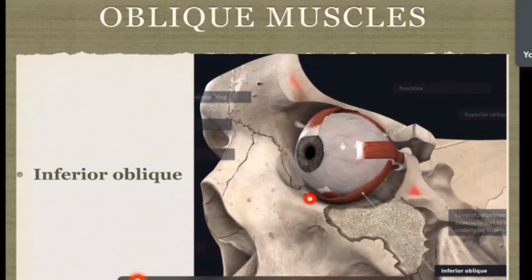Then it is passing backwards and laterally and upwards below the inferior rectus muscle. Then it passes deep to the rectus muscle, and here also it is inserted onto the sclera behind the equator onto the posterior superior. So both superior oblique and inferior oblique are inserted under the posterior superior quadrant. Okay, so that is the origin and insertion of inferior oblique muscle.